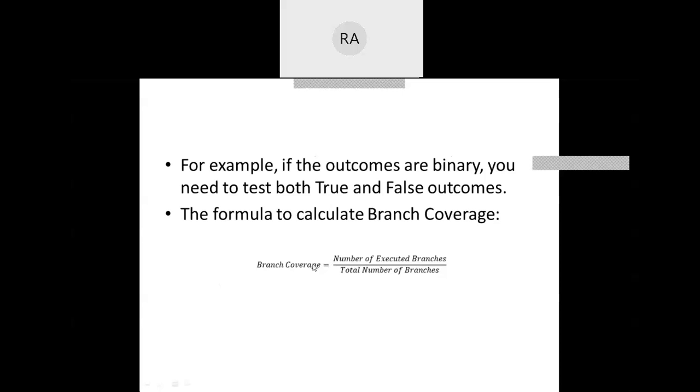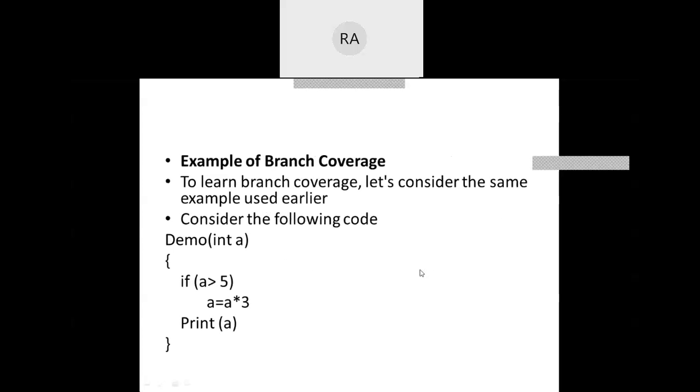So the branch coverage formula is the number of executed branches divided by the total number of branches. This is the formula associated with branch coverage, and you have to remember it: number of executed branches divided by total number of branches.